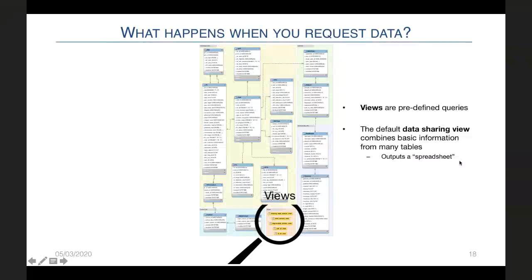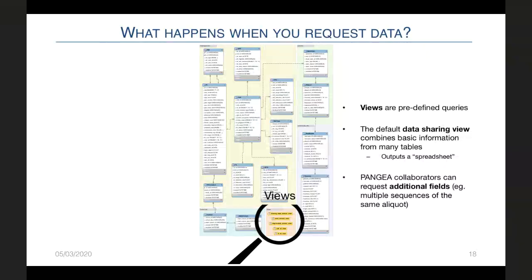And those of you who've received data back from PANGEA know that that's what it tends to look like. It's a big CSV file. That is actually a combination of lots of different fields from lots of different tables. So it's not a real table that exists. It's just a view. And PANGEA collaborators can, of course, request additional fields. So, for example, if you're interested in multiple sequences of the same aliquot, which normally you wouldn't necessarily be, you would just want the best one.